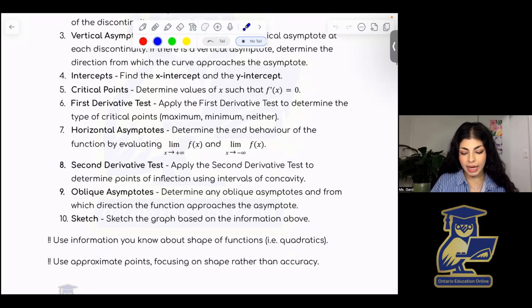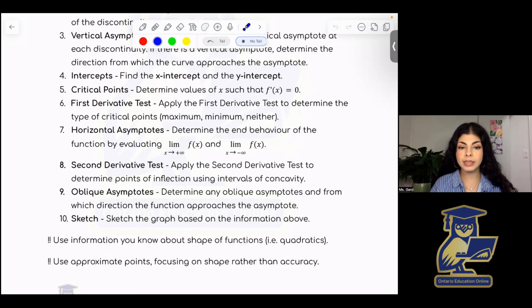Next, we have the second derivative. We first find what the second derivative is, and based on that, we can apply the second derivative test to determine possible points of inflection. And if we find the intervals of concavity here as well, then we can confirm those points of inflection as well. And finally, we check oblique asymptotes as well. Again, this is not for our polynomial functions, but in our next lesson where we see rational functions, we definitely want to be checking for oblique asymptotes.